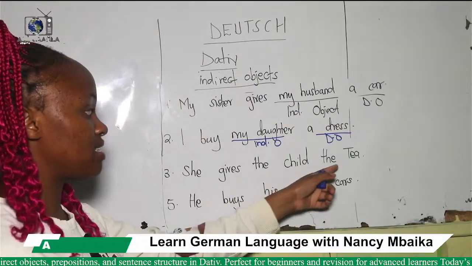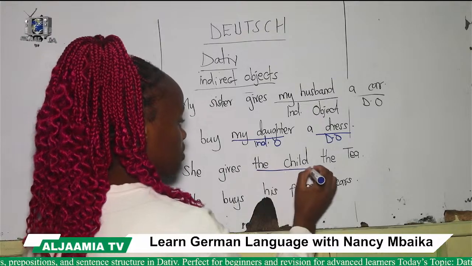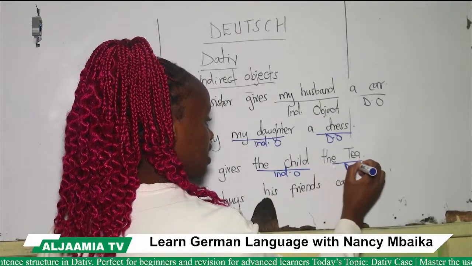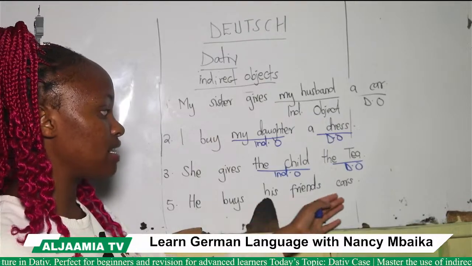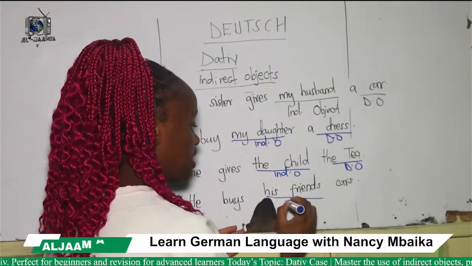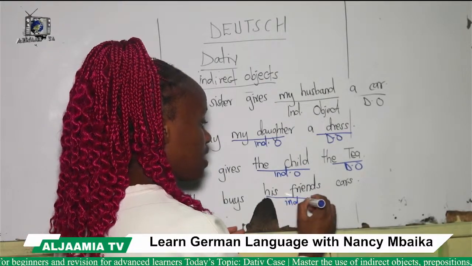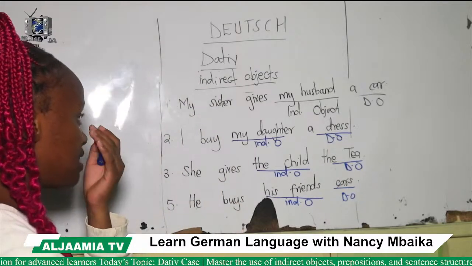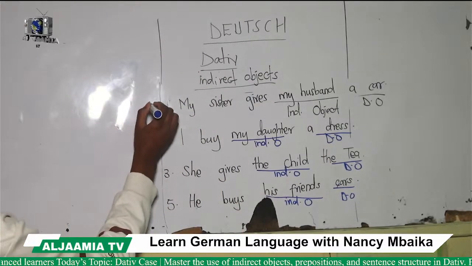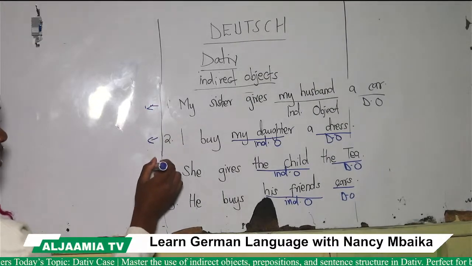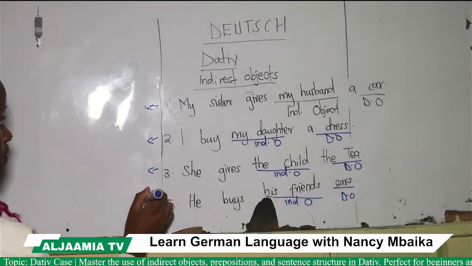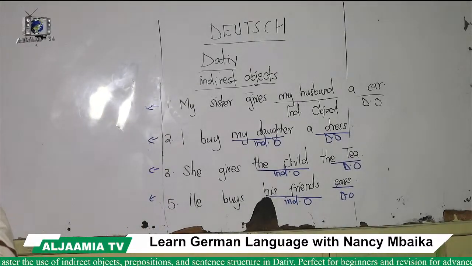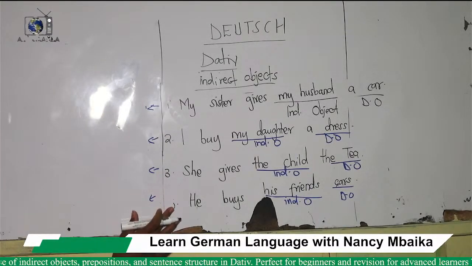She gives the child the tea. So the child is going to be the indirect object. The tea is going to be the direct object. So he buys his friends cars. His friends are going to be the indirect objects, and then the cars are going to be direct objects. So let us put this sentence in German. I'm going to write next here. So number 1, number 2, number 3, and number 4.